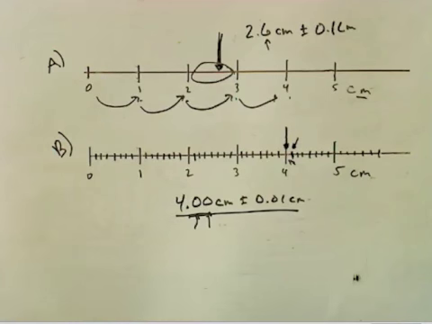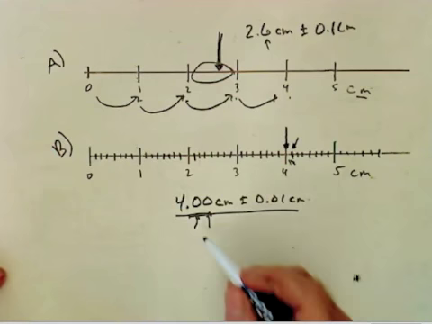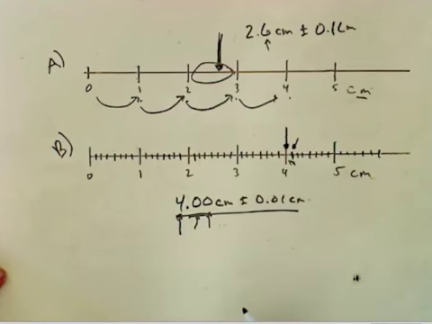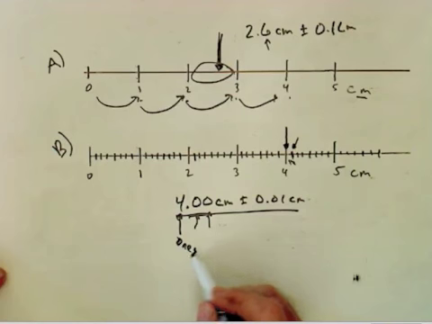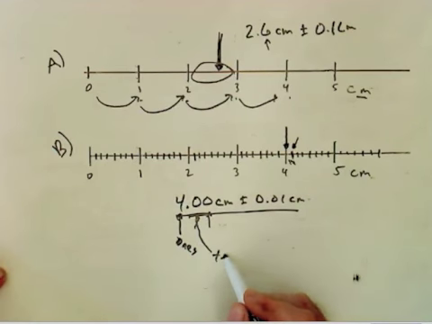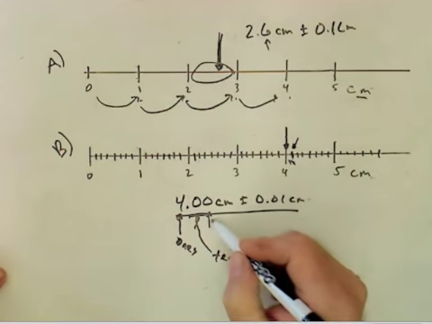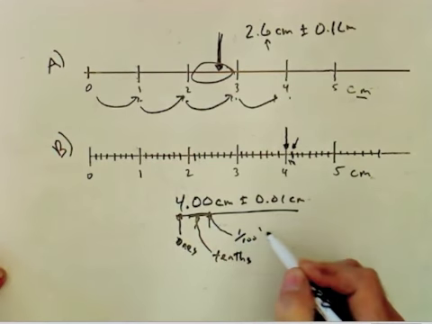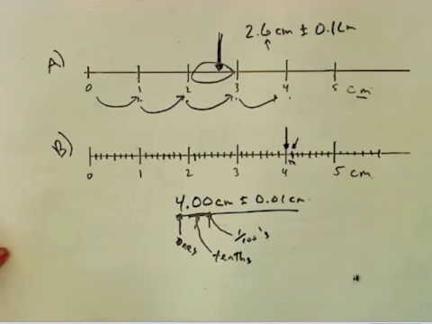But in the science class, they're trying to tell you something. They're telling you that you were sure about the ones place. In fact, that's why you learn these things, I think. You were sure about the tenths place, and you guessed the hundredths place. And those zeros mean something.